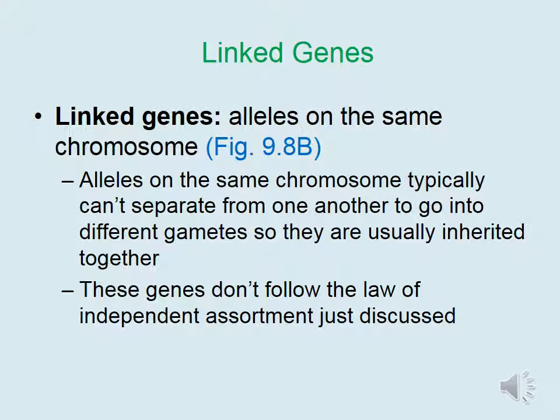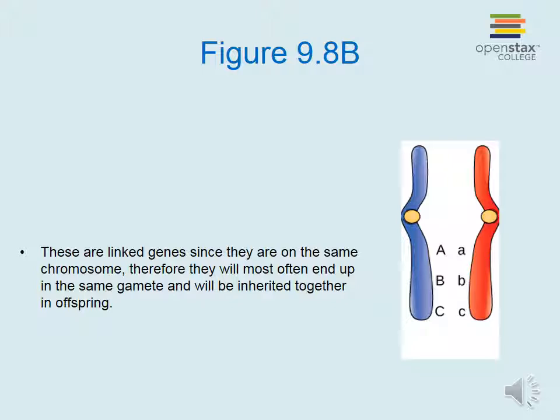Linked genes refer to alleles that are on the same chromosome. Alleles on the same chromosome typically can't separate from one another to go into different gametes, so they are usually inherited together. For this reason, these genes don't follow the law of independent assortment that we just discussed. These are linked genes since they are on the same chromosome. Therefore, they will most often end up in the same gamete and will be inherited together in offspring.